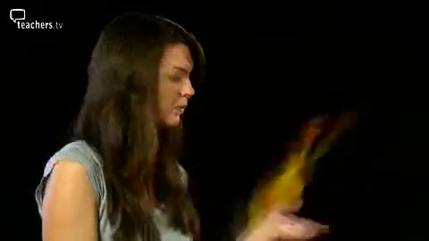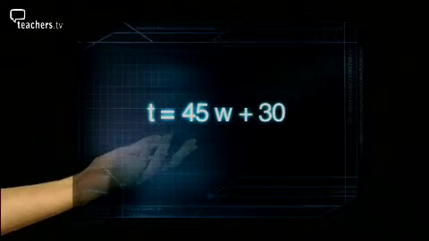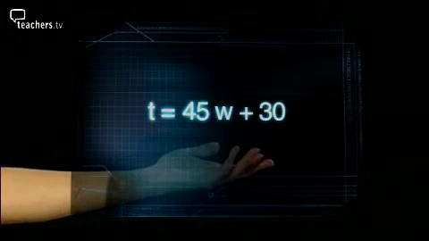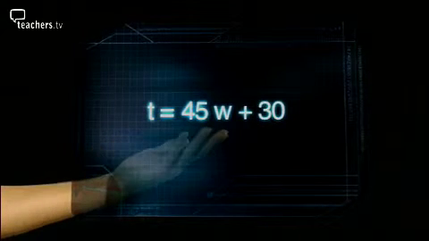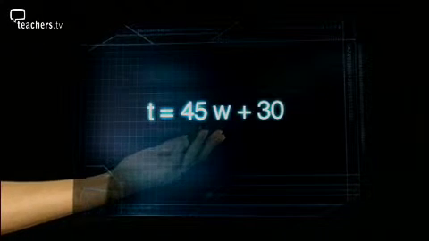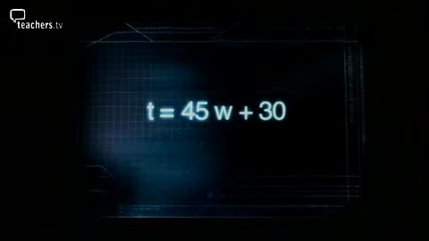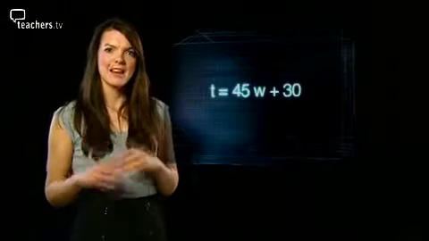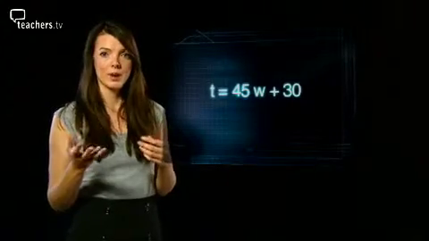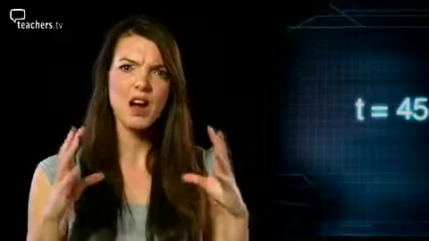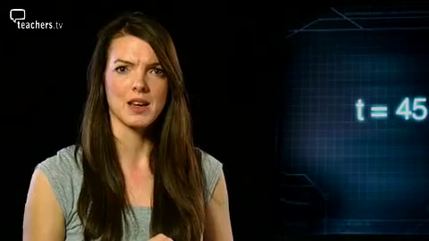Now, if we wrote that as a formula, it would look like this. T equals 45W plus 30, where T is the cooking time in minutes and W is the weight of the chicken in kilograms. But what if we only had a limited amount of time to cook our chicken, let's say 2 hours, and we wanted to know the largest chicken we could cook in that time?